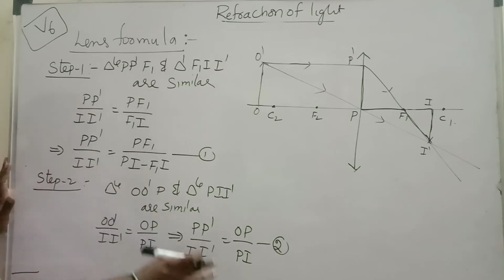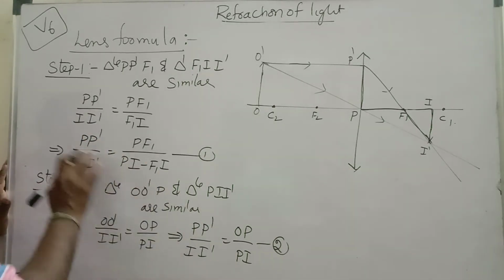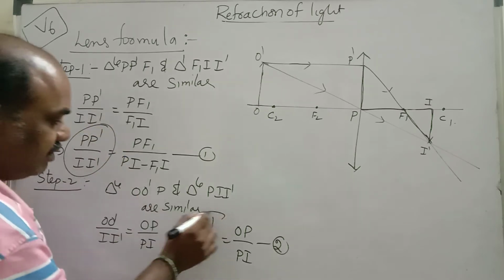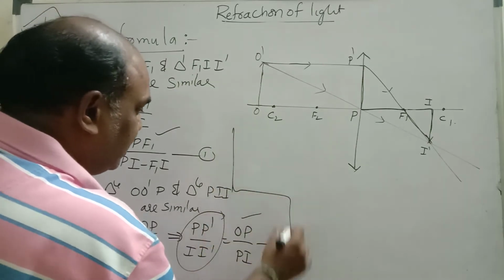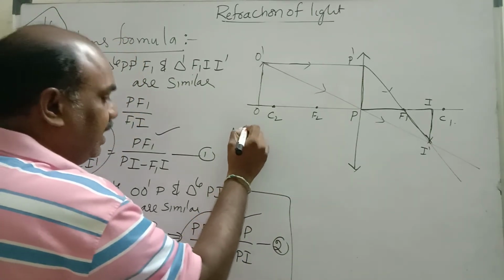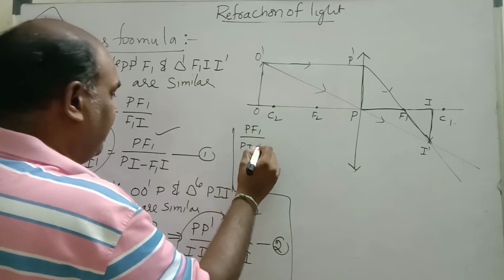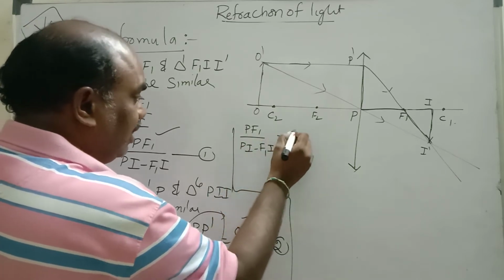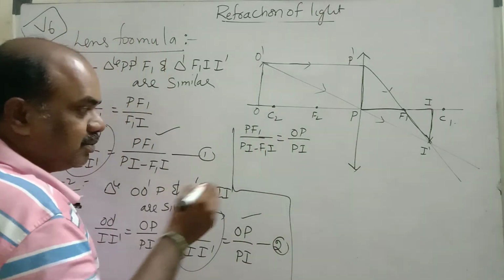This is x equal y, this is x equal z. We can equate y equal z now. Left side values are equal. This value and this value is equal. I am going to equate right side values. Observe children, right side values. Pf1 by Pi minus F1I is equal to OP by Pi. Directly I am substituting the values.